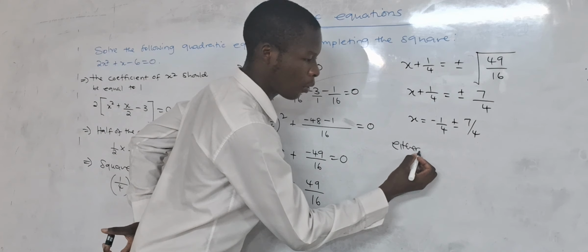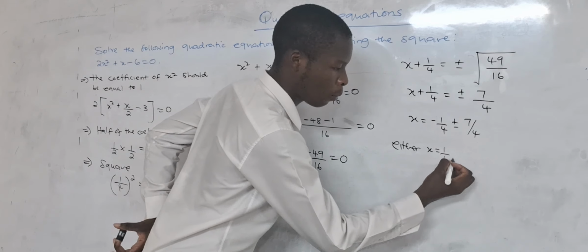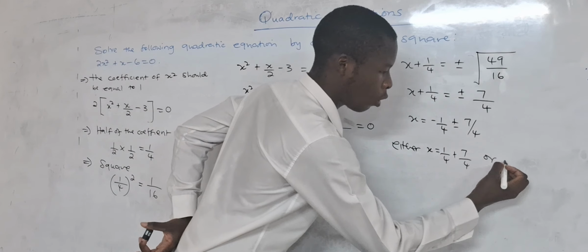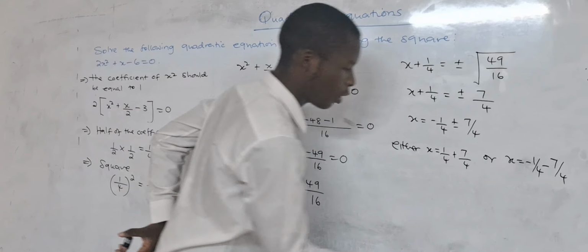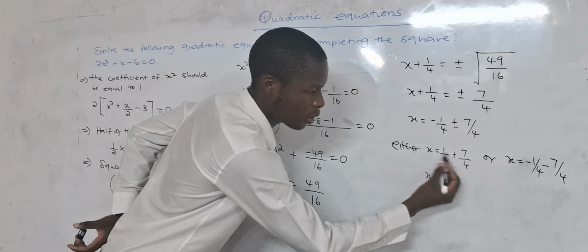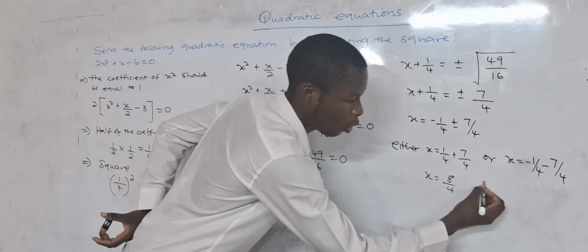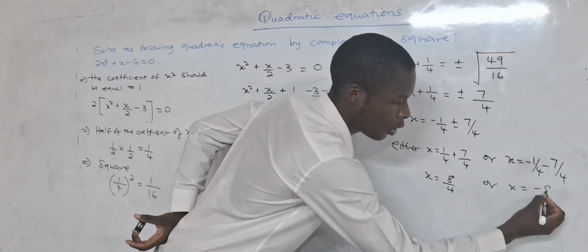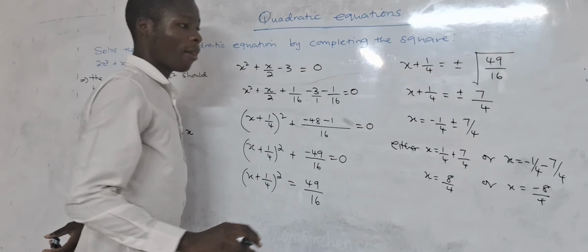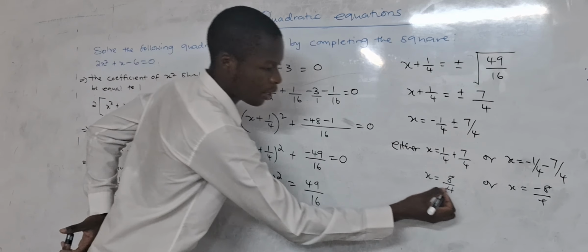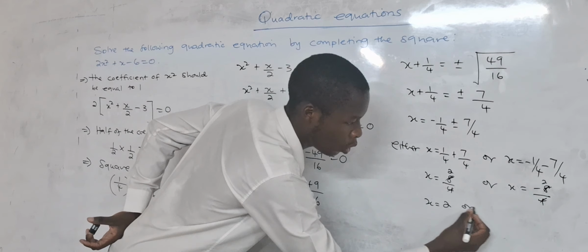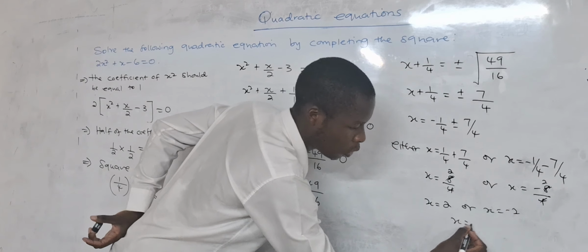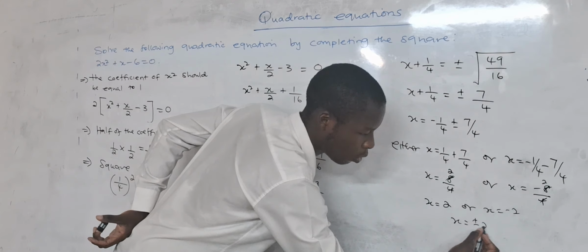So either x is equal to 1 by 4 plus 7 by 4, or x is equal to negative 1 by 4 minus 7 by 4. This is 7 plus 1, which is 8 by 4, or x is equal to negative 8 by 4. You divide by 4, you are going to get 2, and here you are going to get 2. So x is equal to 2, or x is equal to negative 2. X is equal to plus or minus 2. This is the final answer.